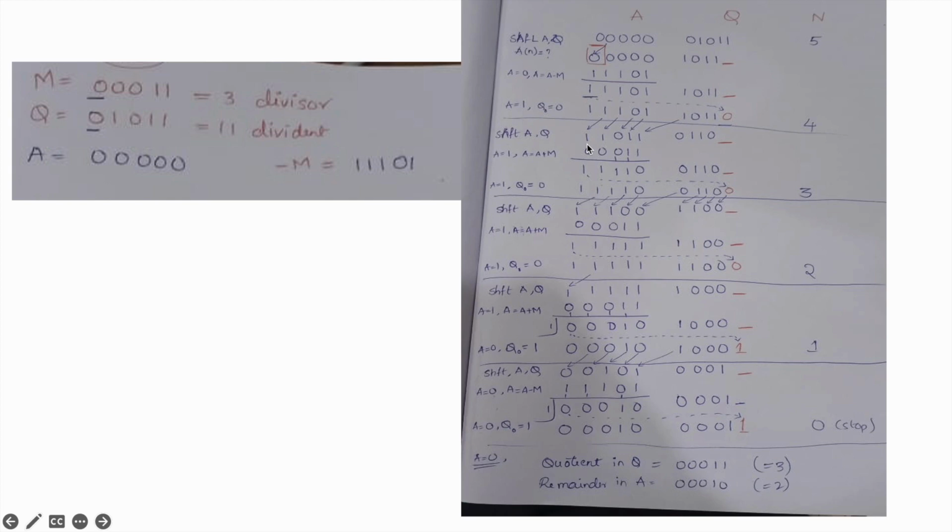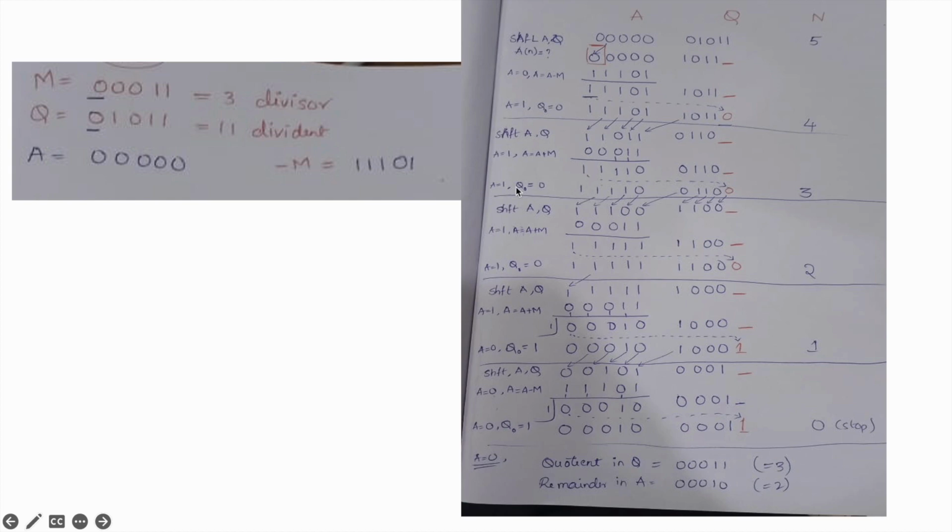Now a of n is 1. We have to add a with m. So m value is 0 0 0 1 1. This is to be added with a. 0 0 0 1 1 is added. 1 plus 1 is 1 0, 0 here, 1 here. 1 plus 1 plus 1 is 1 1, 1 here, 1 here. 0 plus 1 is 1. 1 plus 0 is 1. 1 plus 0 is 1. So now a becomes 1 1 1 1 0.